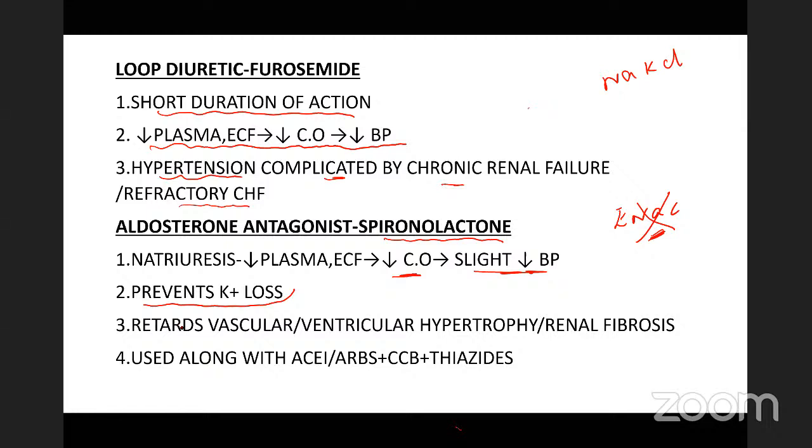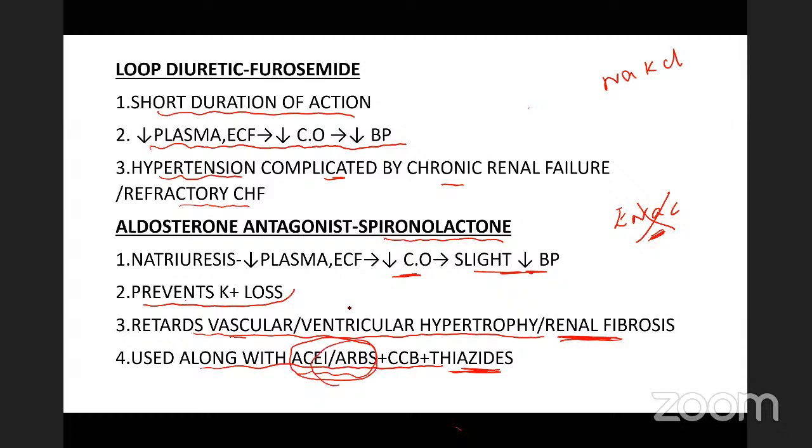It has one important property: prolonged hypertension causes vascular and ventricular hypertrophy and renal fibrosis, and it inhibits these. So by reducing the BP, it has a beneficial effect or retards the vascular and ventricular hypertrophy and renal fibrosis. That's why I told you it is used along with ACE inhibitors, ARBs, calcium channel blockers, and thiazides. It has to be carefully used with ACE inhibitors.